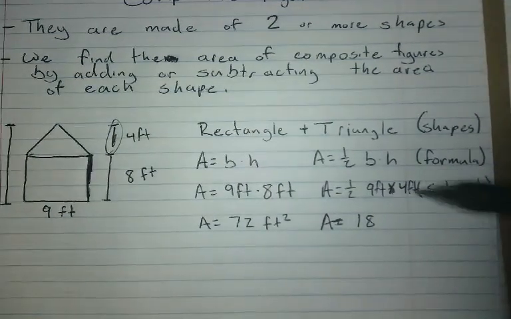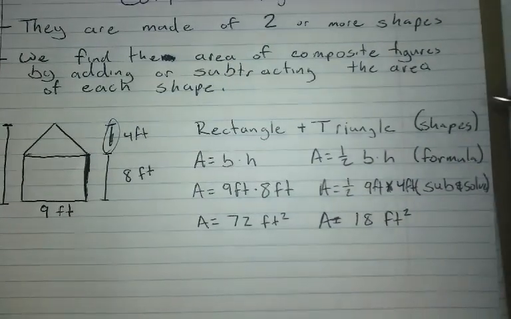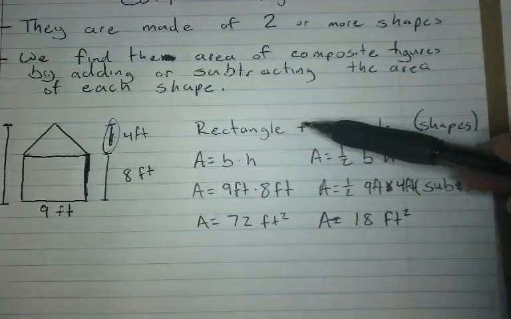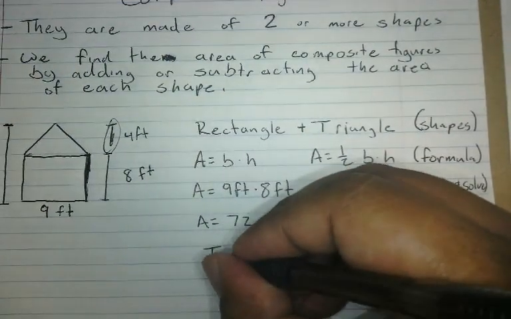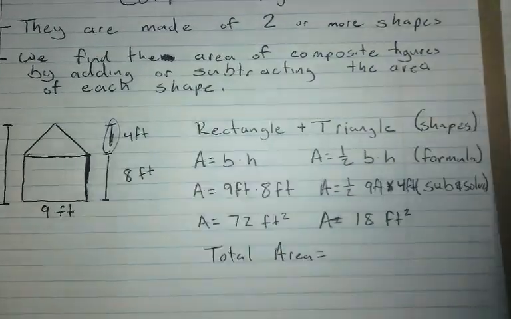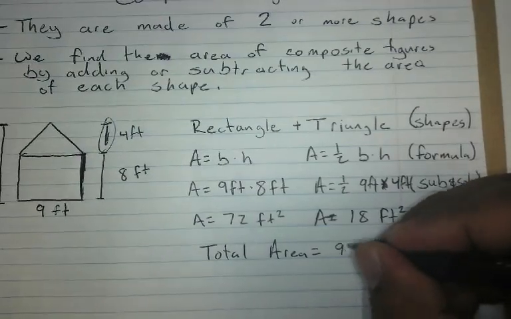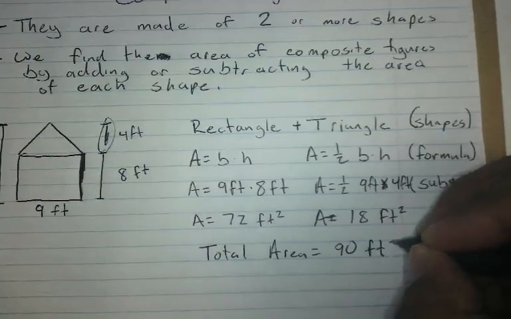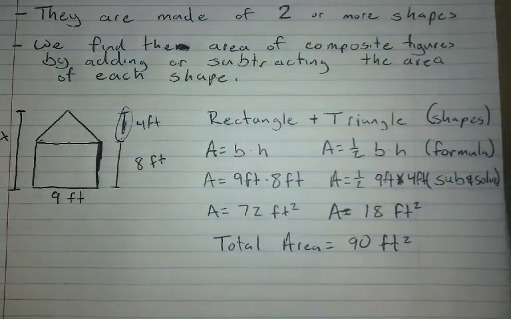And then my last part is feet times feet is going to be feet squared. So the area of my rectangle was 72, the area of my triangle was 18, and like we said at the very beginning, we're going to add those two areas together. So my new total area is 18 plus 72, that makes 90. And we're just adding those, so it's going to stay as feet squared.